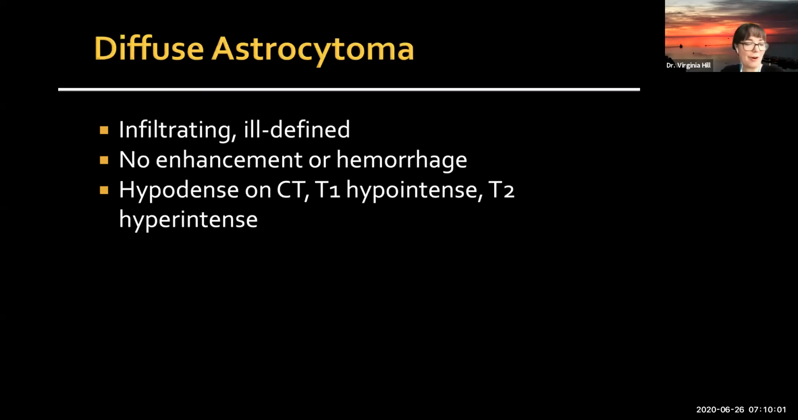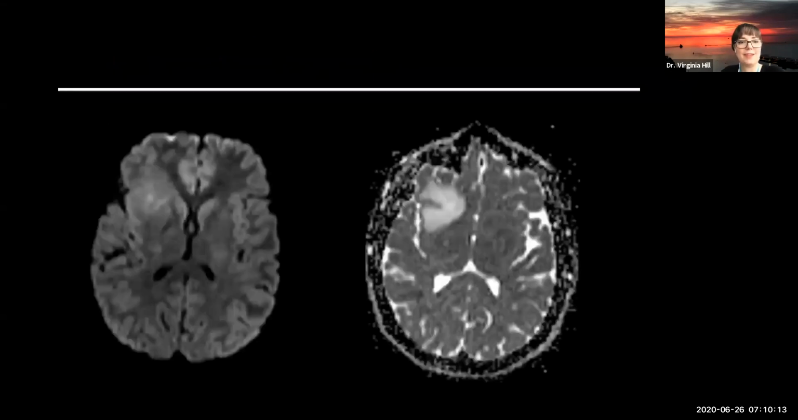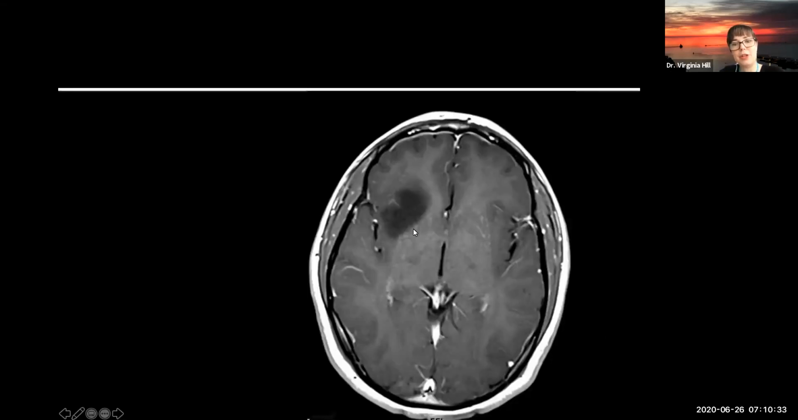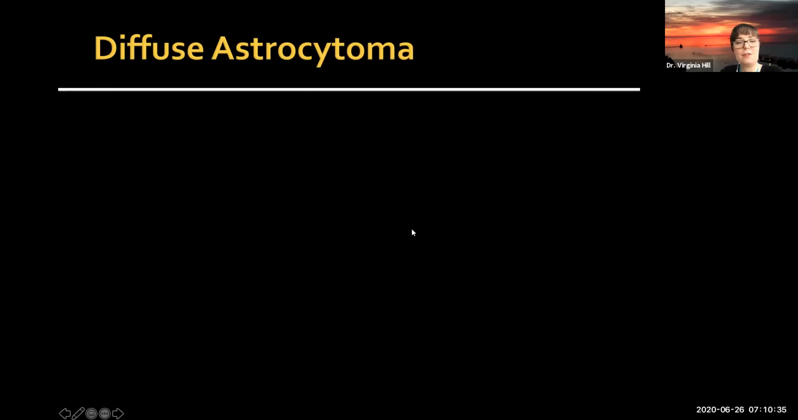So let's get into the fun part, which is looking at images. So diffuse astrocytomas are infiltrating and ill-defined, no enhancement or hemorrhage. They are hypodense on CT, T1 hypointense, and T2 hyperintense. And here is an example. This is a diffusion-weighted image. So on the left here we have the DWI, on the right we have the ADC. We can see there's no restricted diffusion. On T2 and FLAIR, the tumor is bright. It's involving the cortex and subcortical white matter, and there is really no enhancement. And this is a diffuse astrocytoma.